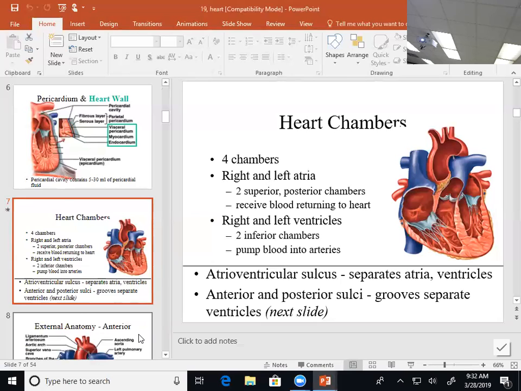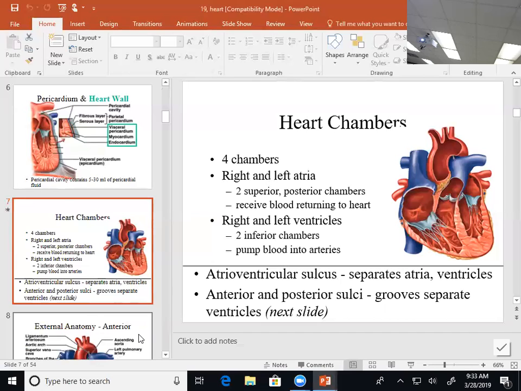Okay, so this is the tricuspid. The right AV is the tricuspid. The right semilunar is the pulmonary valve, because it's sending blood to where? Pulmonary arteries that send blood to the lungs. So this right semilunar is called the pulmonary valve.